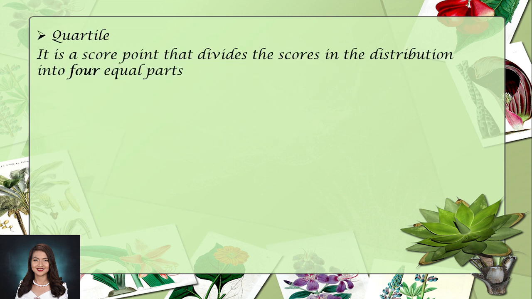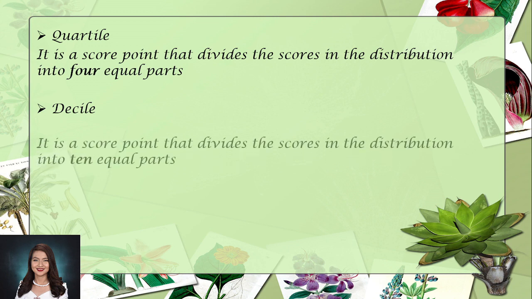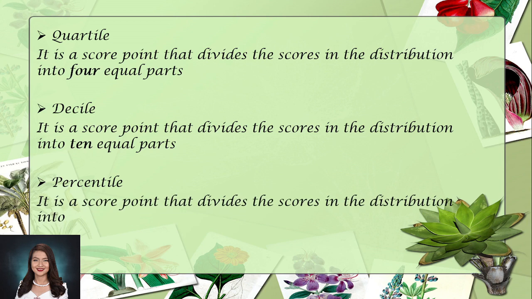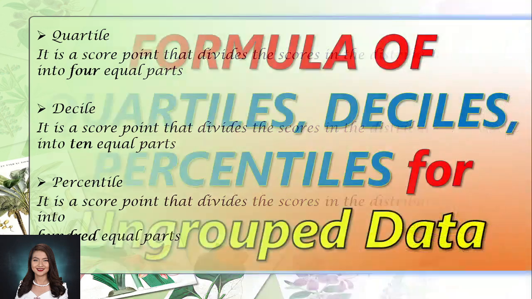Quartile is a score distribution that divides the scores into 4 equal parts. Next is the decile. Decile is a score point that divides the scores in the distribution into 10 equal parts. When we talk about deciles, it came from the word deca, which means 10. Next is the percentile. Percentile is a score point that divides the distribution into 100 equal parts.